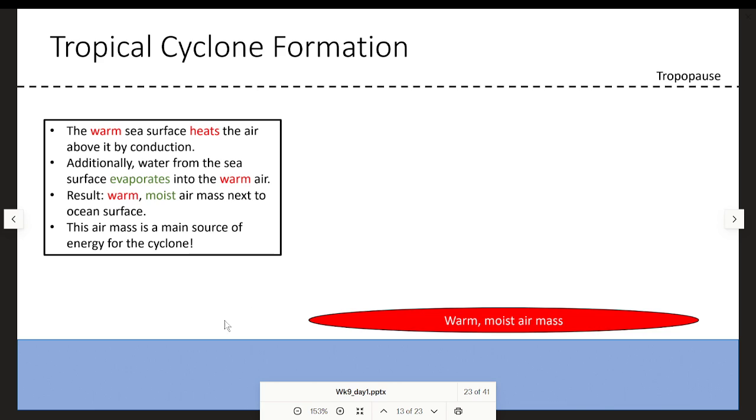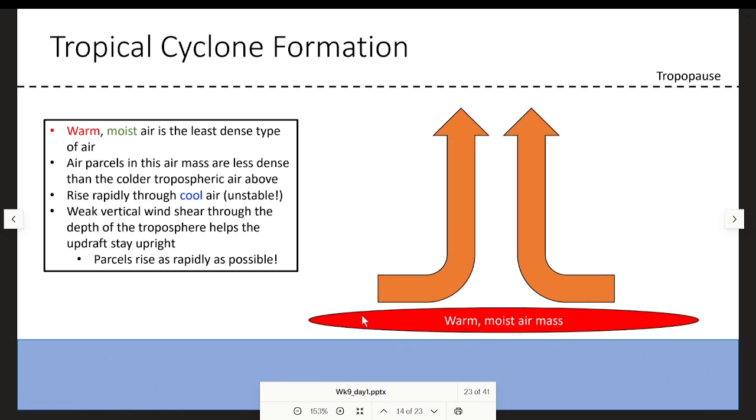Then, water from the sea surface evaporates into the warm air. So you have this warm, moist air mass that forms near the ocean surface. This is the energy source for this cyclone. As you can see, if you get warmer water, it's going to be better for the formation of this warm, moist air mass.